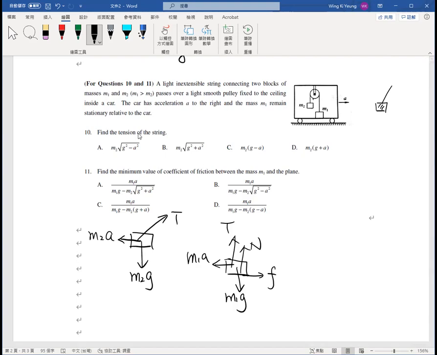Now these three forces balance each other. You don't know the angle. It doesn't matter. They balance each other, they add up together to become 0. So you can form a right angle triangle. Then obviously you can solve it by using the Pythagoras theorem. Then I think you will get the answer B, is it?